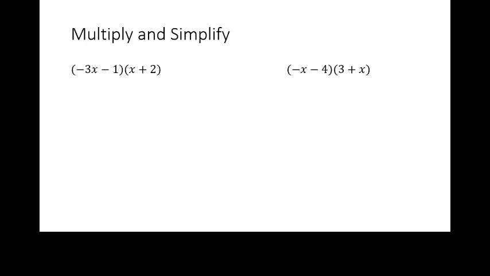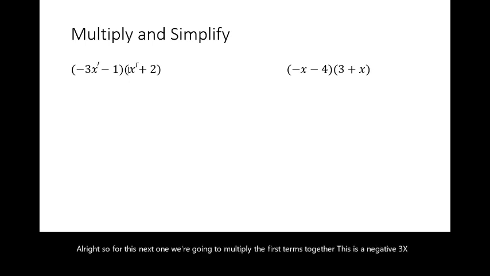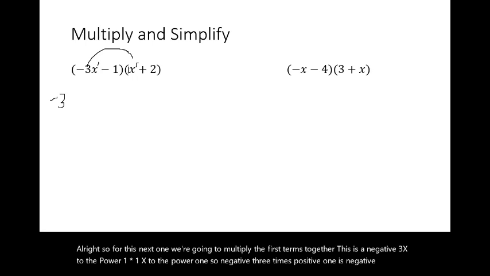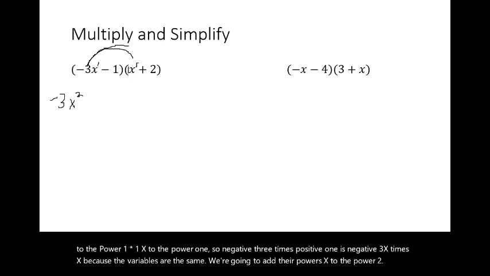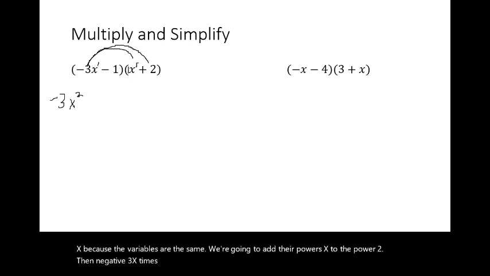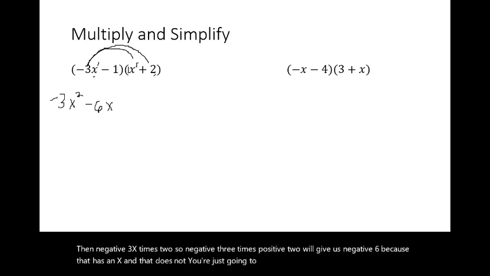All right, so for this next one, we're going to multiply the first terms together. This is a negative 3x to the power 1 times 1x to the power 1. So negative 3 times positive 1 is negative 3. X times x, because the variables are the same, we're going to add their powers, x to the power 2. Then negative 3x times 2. So negative 3 times positive 2 will give us negative 6. Because that has an x and that does not, you're just going to leave the x alone.